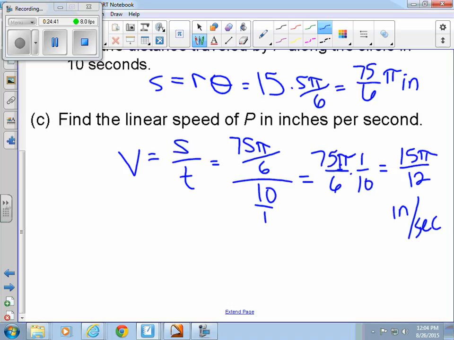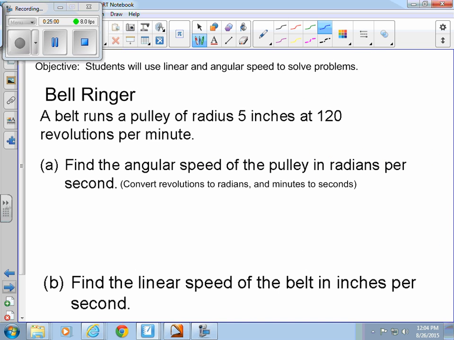Any questions so far? Oh, that's pretty smart. 3 over 2. Oh, we could have done omega times radius. I actually said that. Sorry. That's okay.